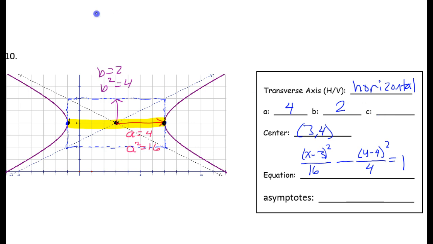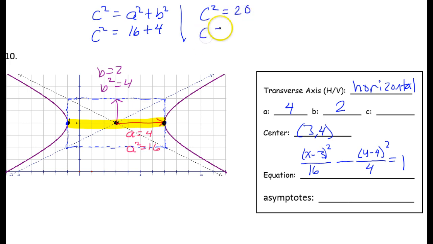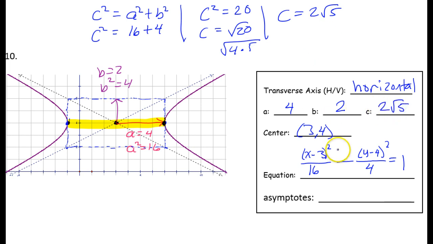We can use that to find the c value. So for hyperbolas, we know that c squared is equal to a squared plus b squared. For ellipses, it was minus, but for hyperbolas, it'll be plus. So in this case, c squared will equal 16 plus 4. So that tells me that c squared is equal to 20. So c is equal to the square root of 20. So c is equal to 2 radical 5. You know, because 20 is 4 times 5, so 2 radical 5. So that's what we have to put down for c, is 2 radical 5.